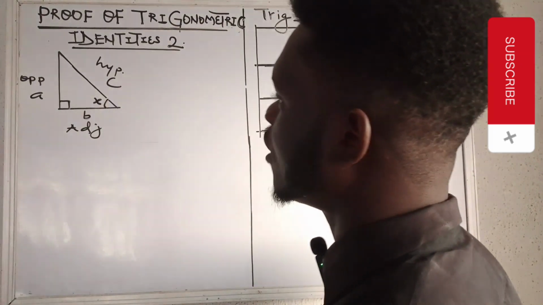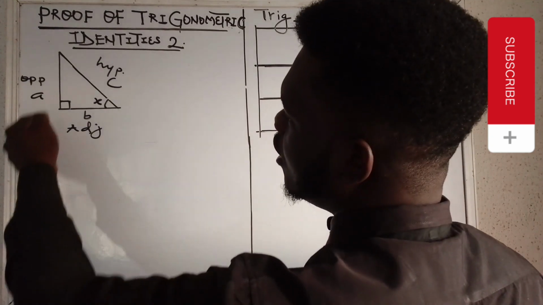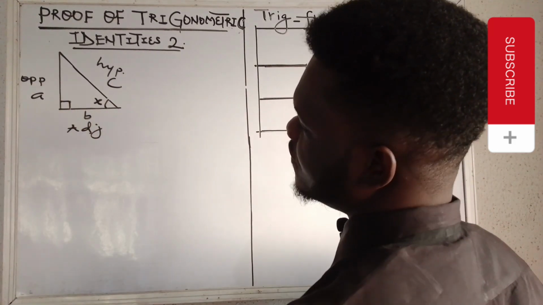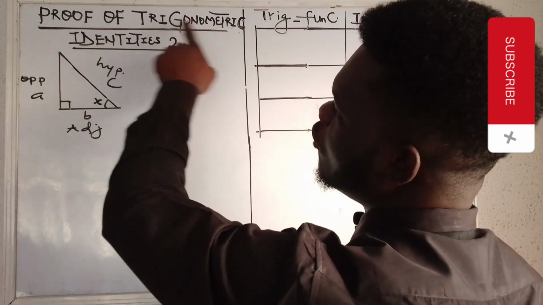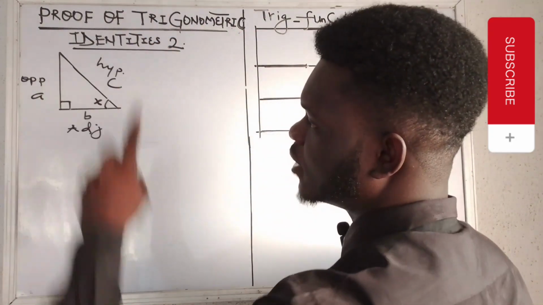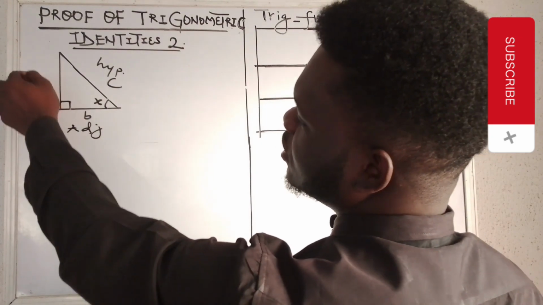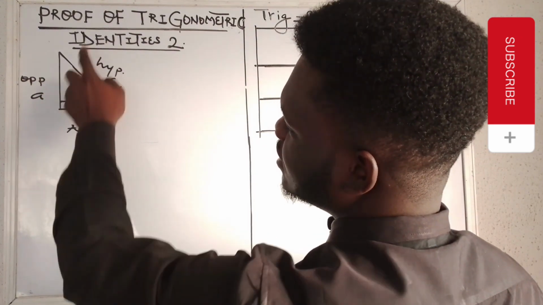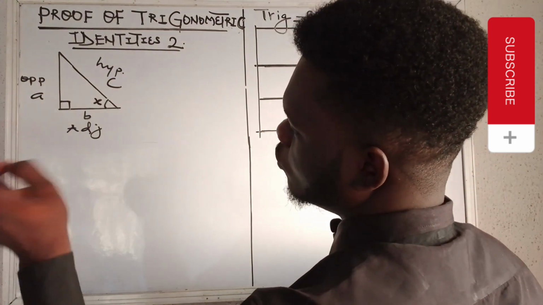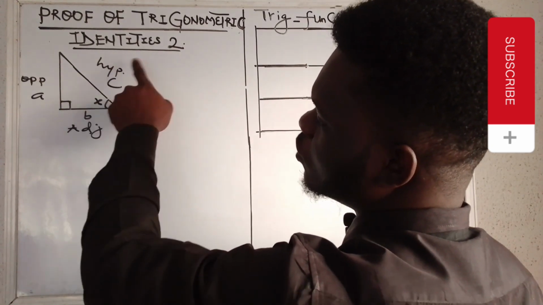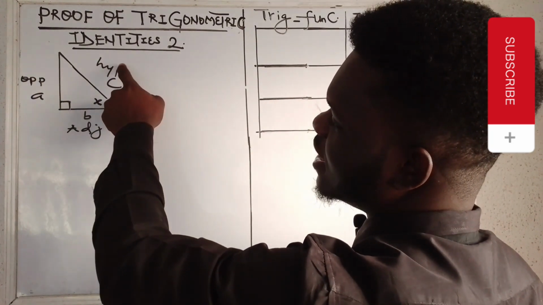Now let's see quickly what we can do here. We have a right angle triangle characterized by an angle 90, and I've explained this in my previous video, proof of trigonometric identities 1. Go and check that video quickly. I explained how this side became opposite, here adjacent, and here hypotenuse. One concept I gave was that the angle 90 is facing this direction.